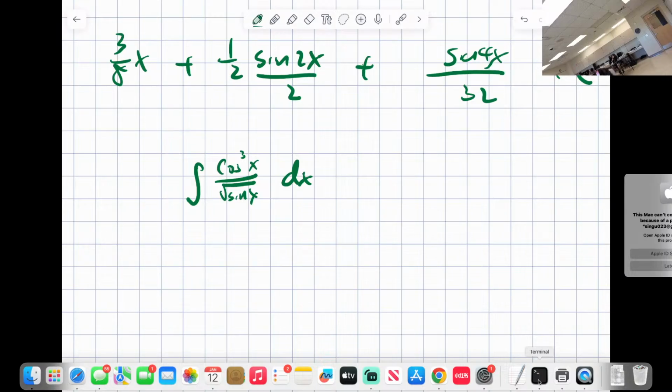Think about what u and du are. It will help you solve the problem. Obviously, you have to use the Pythagorean identity.